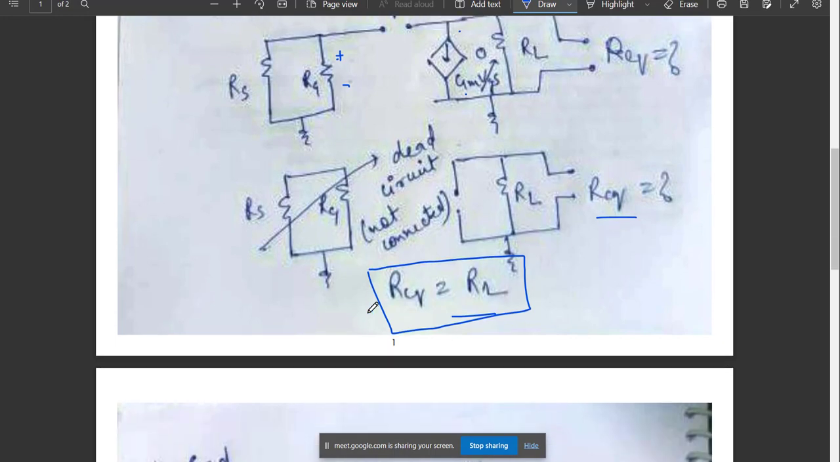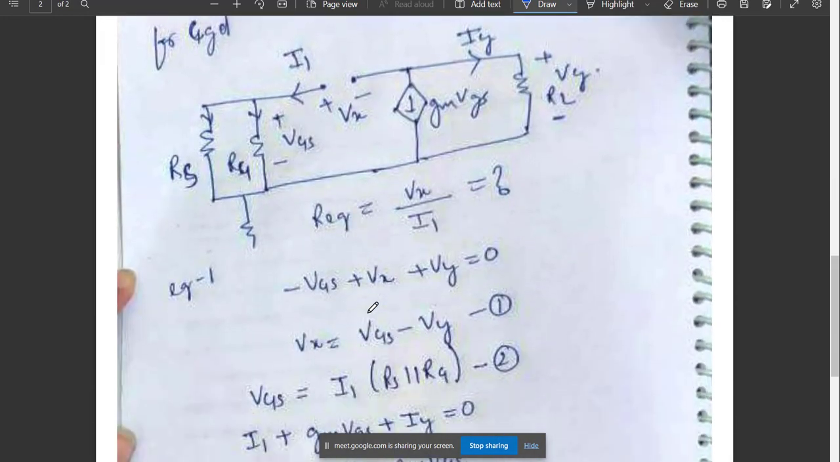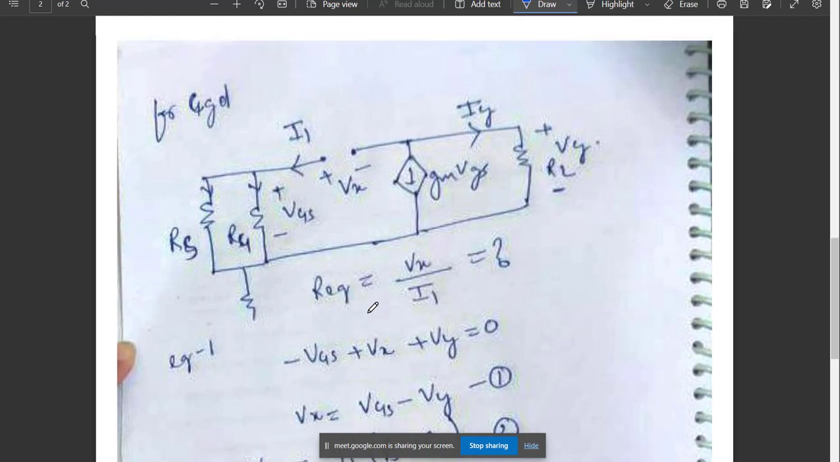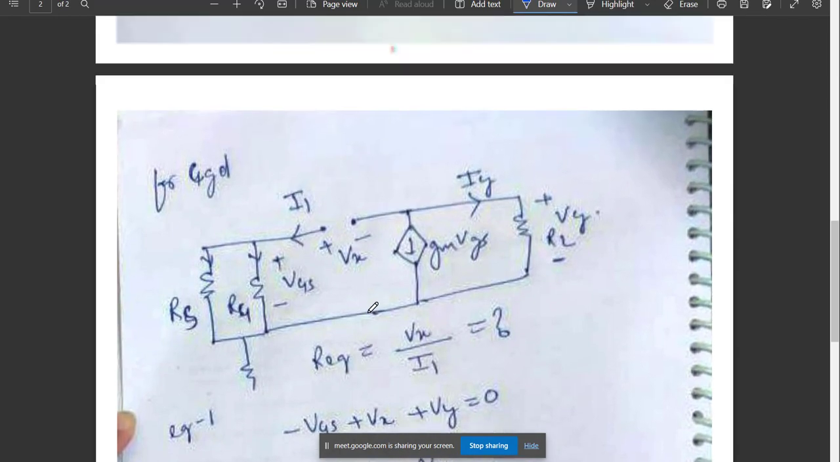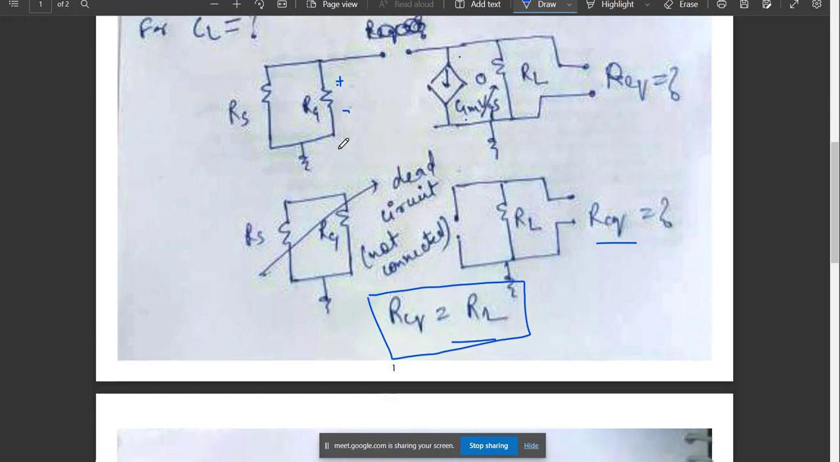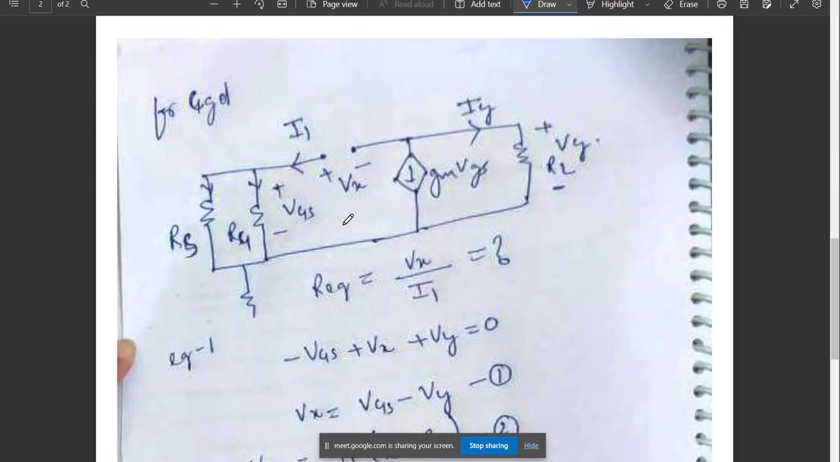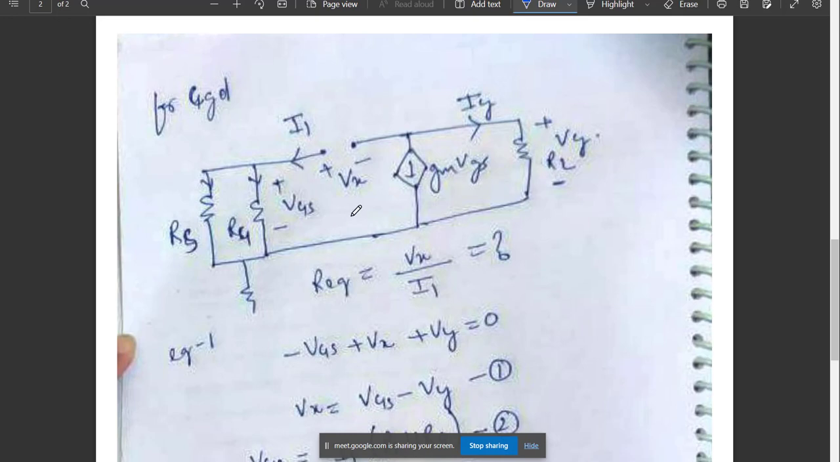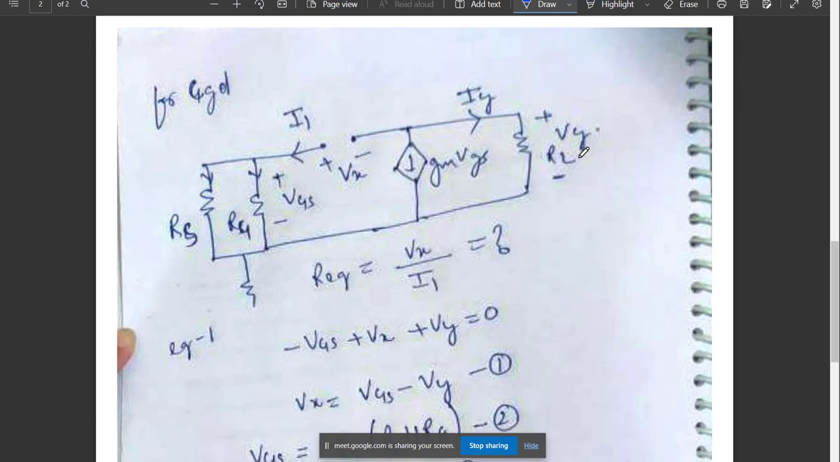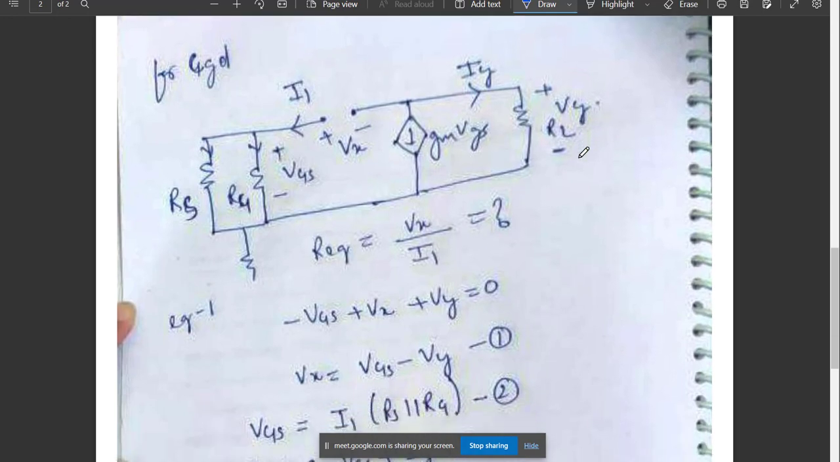Okay. Let's go ahead now. Let's try to find out the resistance for CGD. So for CGD we have taken some variables, and we have open circuited and short circuited as required. So here we get something like this. The circuit is something like this. Any doubt here? Look at what we have done.